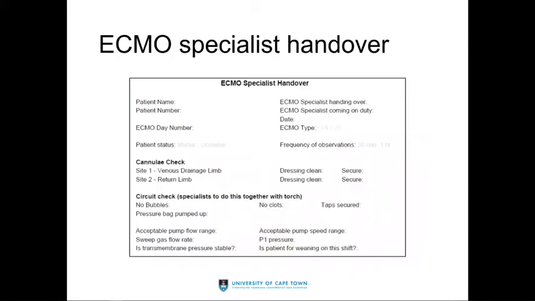And then the nurses also have a special handover form, where one ECMO specialist nurse coming on shift and another going off shift gives us a chance to double check everything on the system, that all the cannulas are secure, and what the plans are going forward with the patient.